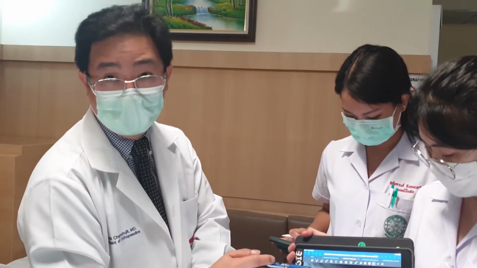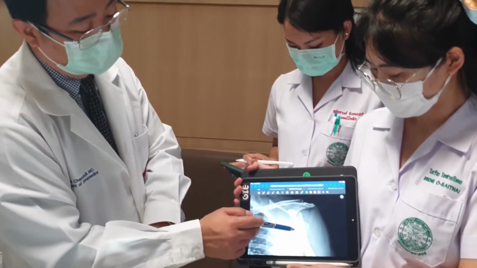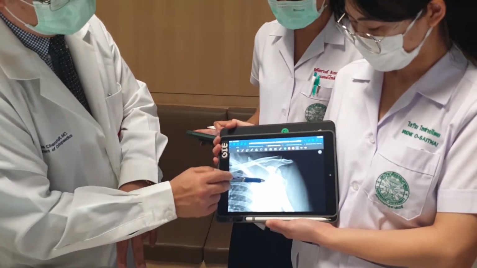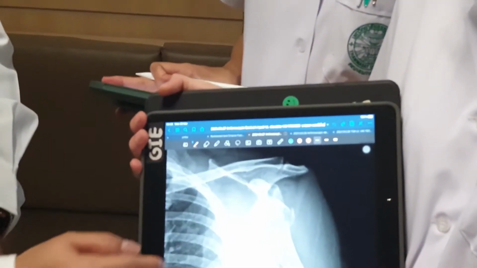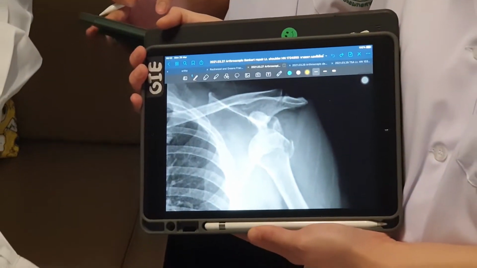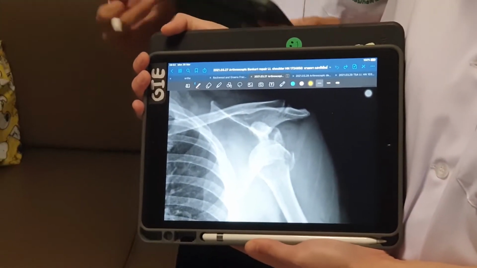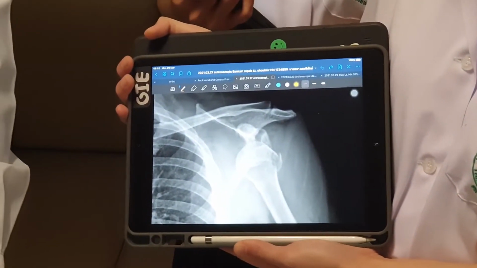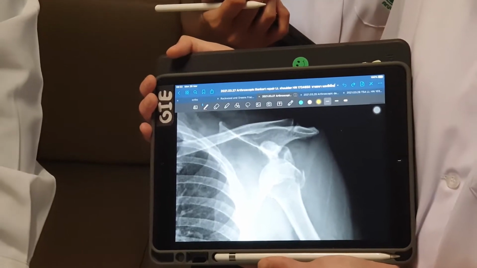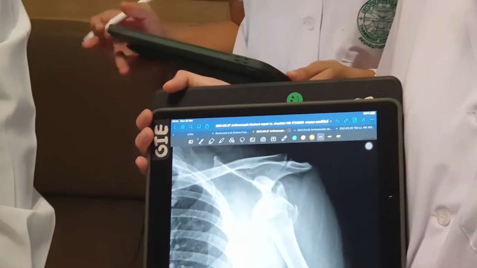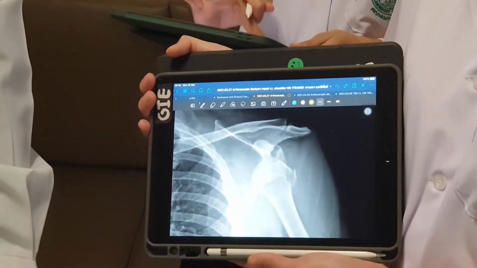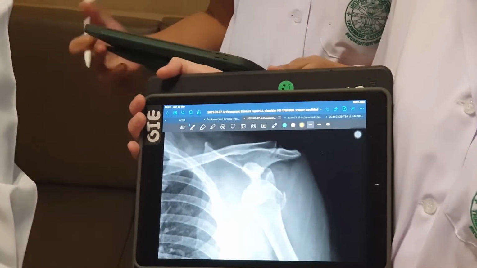If you can remember the brachial plexus, right? What nerve is here? It's coming from here. The musculocutaneous nerve, right? The patient would have numbness at the lateral aspect of the forearm. This is the lateral cutaneous nerve of the forearm. So the patient will have numbness in this area. So these are the two common nerve injuries.